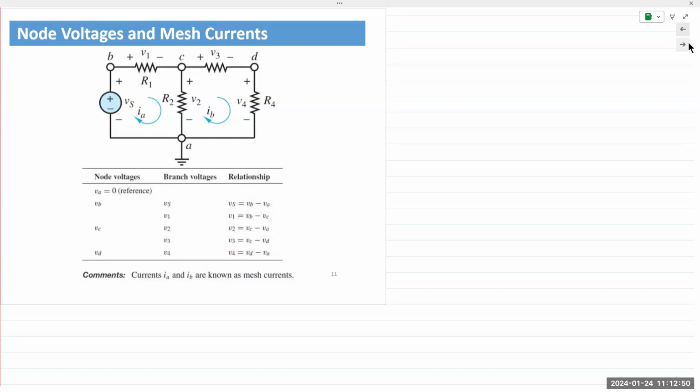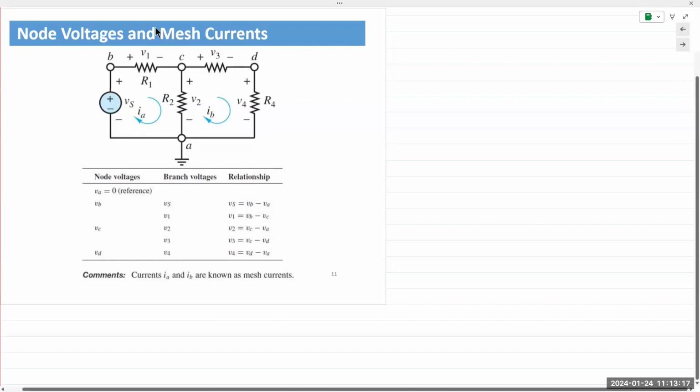Before we begin the analysis technique, there are a few things that we need to note. Node voltages and mesh currents. We will talk about mesh currents when we get to mesh current analysis, so ignore IA and IB as far as this illustration goes. We are only looking at the nodes, the node voltages, and the node voltage analysis technique.